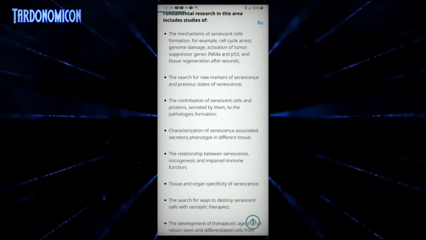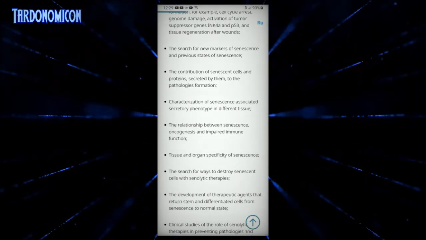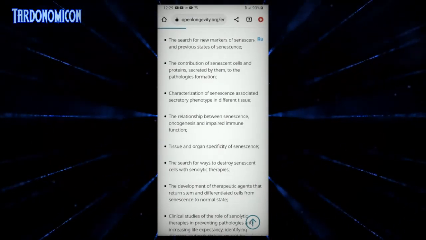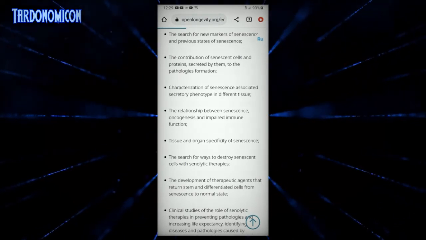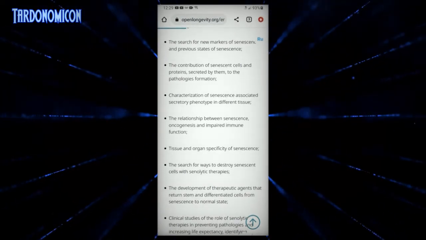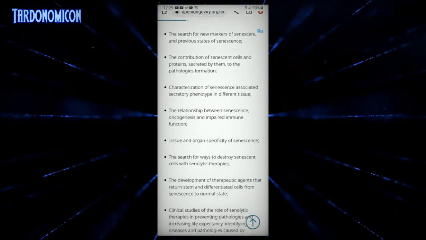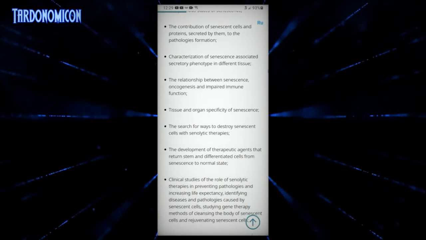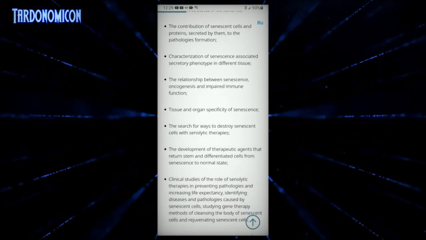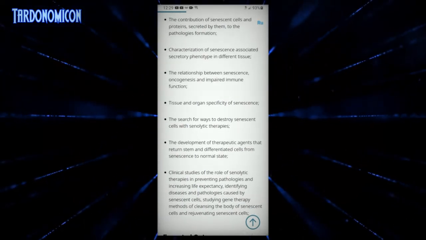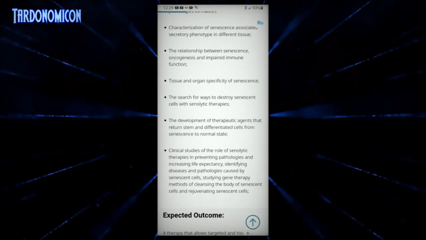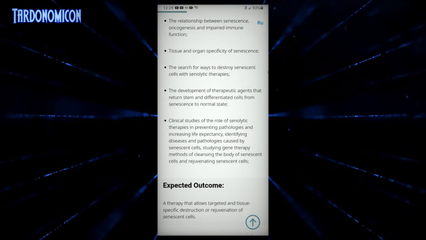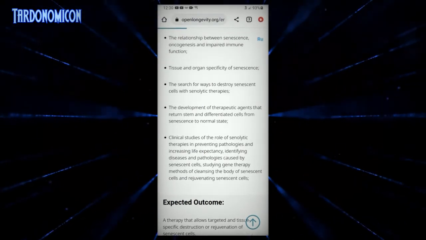The search for new markers of senescence and previous states of senescence, the contribution of senescent cells and proteins secreted by them. Remember I said senescent cells, they no longer divide, but they secrete these signaling chemicals that corrupt non-senescent cells. Characterization of senescent-associated secretory phenotype in different tissues, meaning how do these cells differ? How do they look different and act different in different tissues? The relationship between senescence and cancer and impaired immune function, tissue and organ specificity of senescence, meaning, again, how does this change from organ to organ?